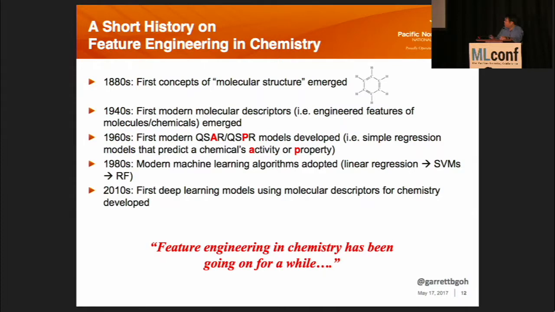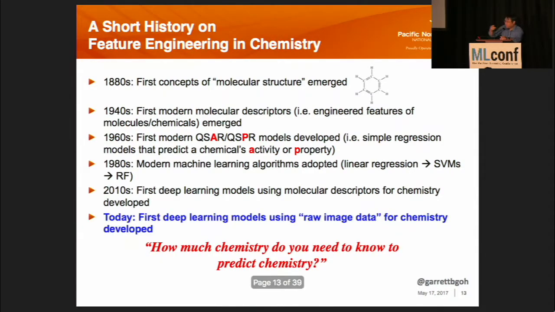But more importantly, what I would like to emphasize is that the approach that we are taking still uses the features that we have been developing for the past decades. And today, I'm going to talk about how we can use convolutional neural networks to make chemical predictions without really telling the network much about chemistry, and just giving a picture. So one of the interesting side questions that came out from this is, how much chemistry do you need to know to actually predict chemistry? And as a spoiler alert, it turns out it's actually not a lot.